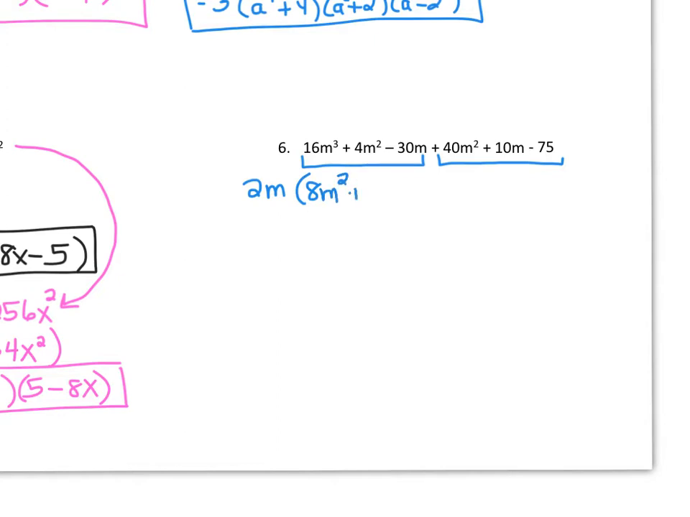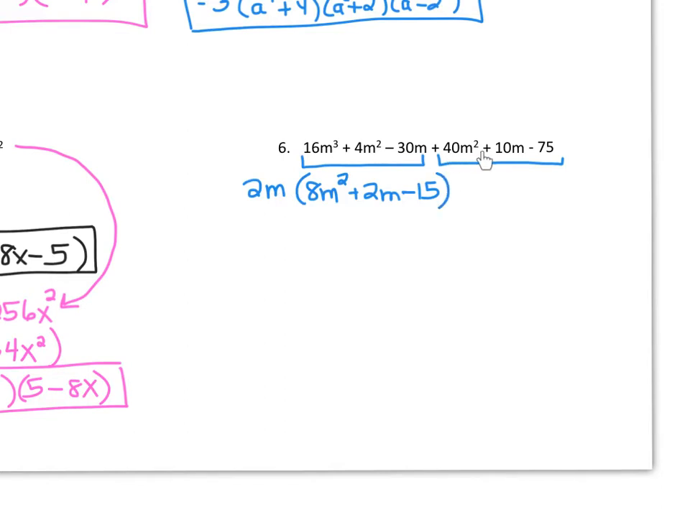Then I'll bring down my plus sign, and 4 divided by 2 is 2. And I had 2 m's being multiplied together, and I took one of them out, so it leaves me with 1 to put in the parentheses. And then negative 30 divided by 2 is negative 15. And I had an m, but I took it out, so there's no m's left to put here, so I'm going to close up my parenthesis.